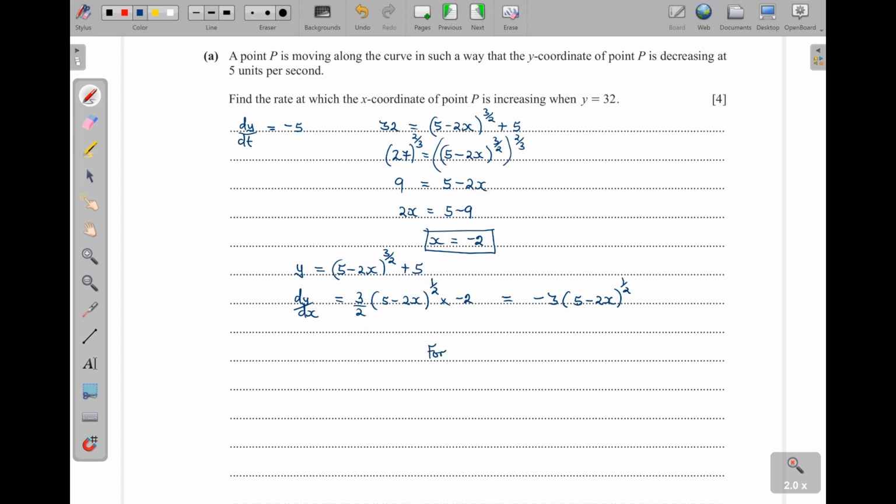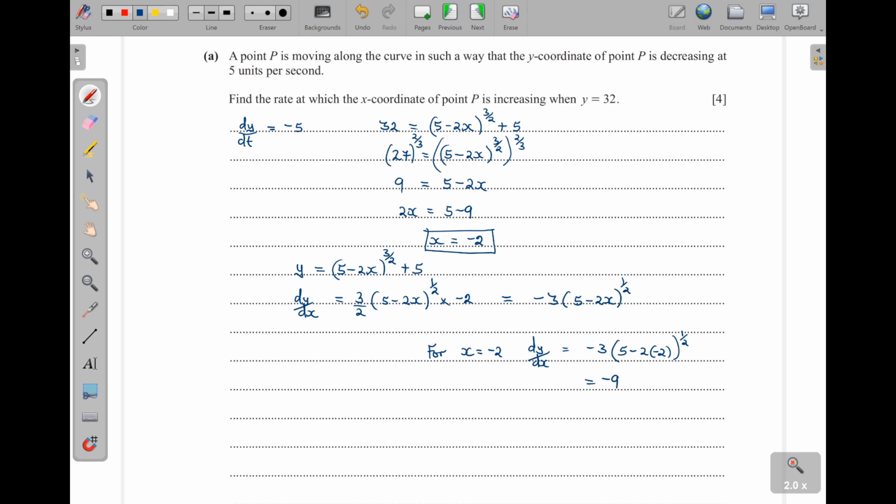Now since we got x as negative 2, what will be dy/dx? dy/dx is going to be negative 3 times (5 minus 2 times negative 2) to the power of a half. Negative 2 times negative 2 is a positive 4. Positive 4 and 5 gives us 9. The square root of 9 gives us 3, and 3 times 3 is 9. So we shall have negative 9 here.